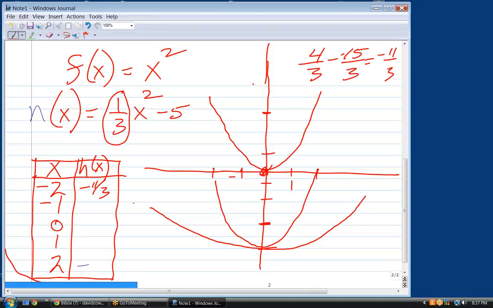So 1/3 of 1. So that would be 1/3 minus 15/3 or minus 14/3. When x is 0, what's h of x? That's -5. And then these numbers are the same, minus 14/3, minus 11/3.